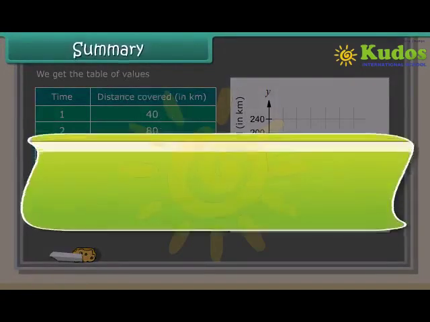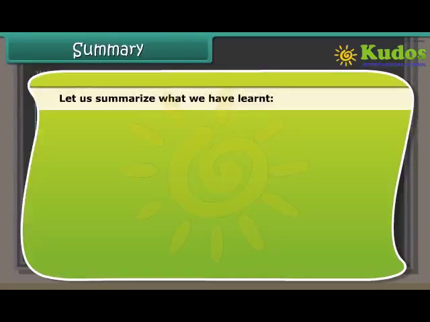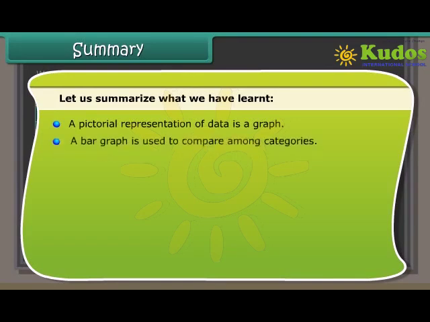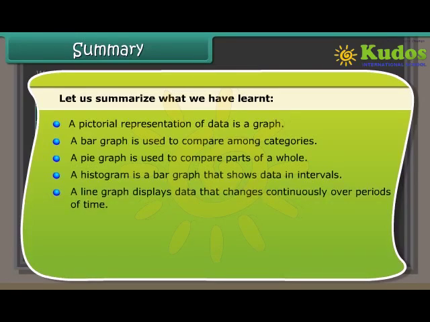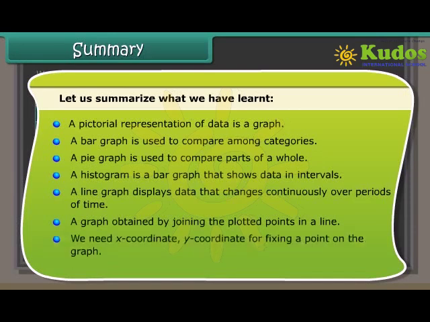Summary. Let us summarize what we have learned. A pictorial representation of data is a graph. A bar graph is used to compare among categories. A pie graph is used to compare parts of a whole. A histogram is a bar graph that shows data in intervals. A line graph displays data that changes continuously over periods of time. A line graph is obtained by joining the plotted points in a line. We need the x-coordinate and y-coordinate for fixing a point on the graph. We can show direct variation through a line graph.